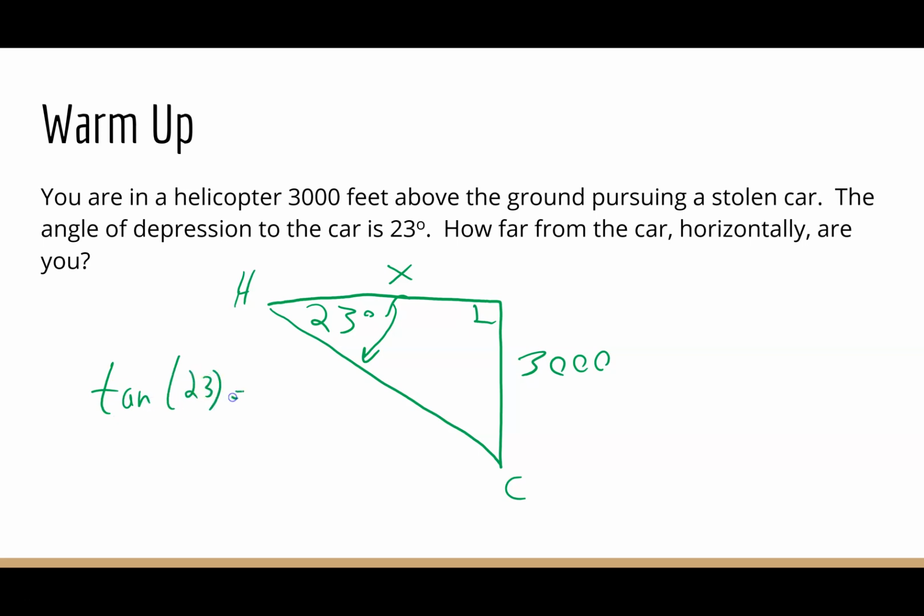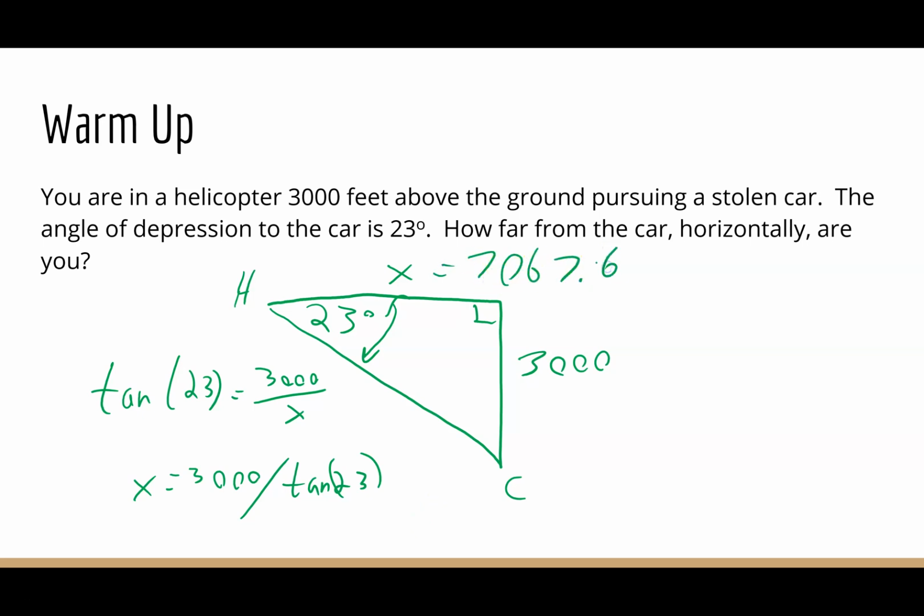of 23 degrees is opposite over adjacent. So X is whatever 3,000 divided by tangent 23 is. Type that into my calculator, and I get 7,067.6. All right. So there's our warm-up.